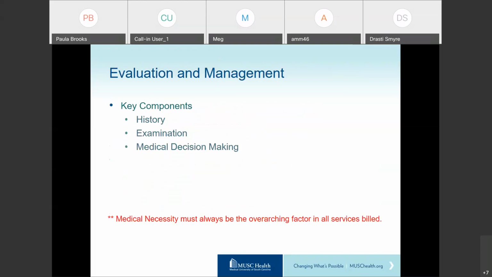All right. So just a reminder from the last session, all of your E&M codes require 3 key components: history, examination, and medical decision making. Keeping in mind that medical necessity always needs to be the overarching factor in any services that we bill.